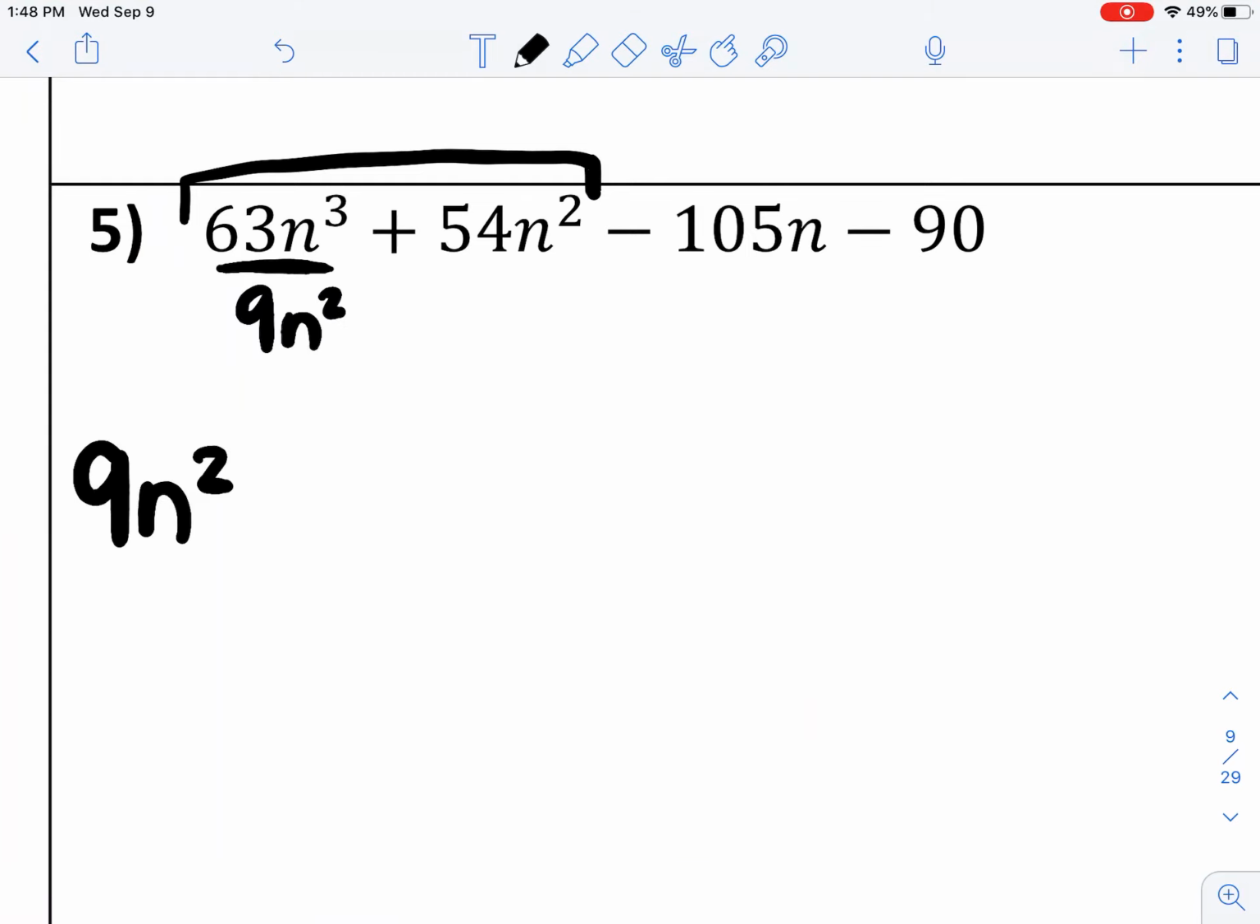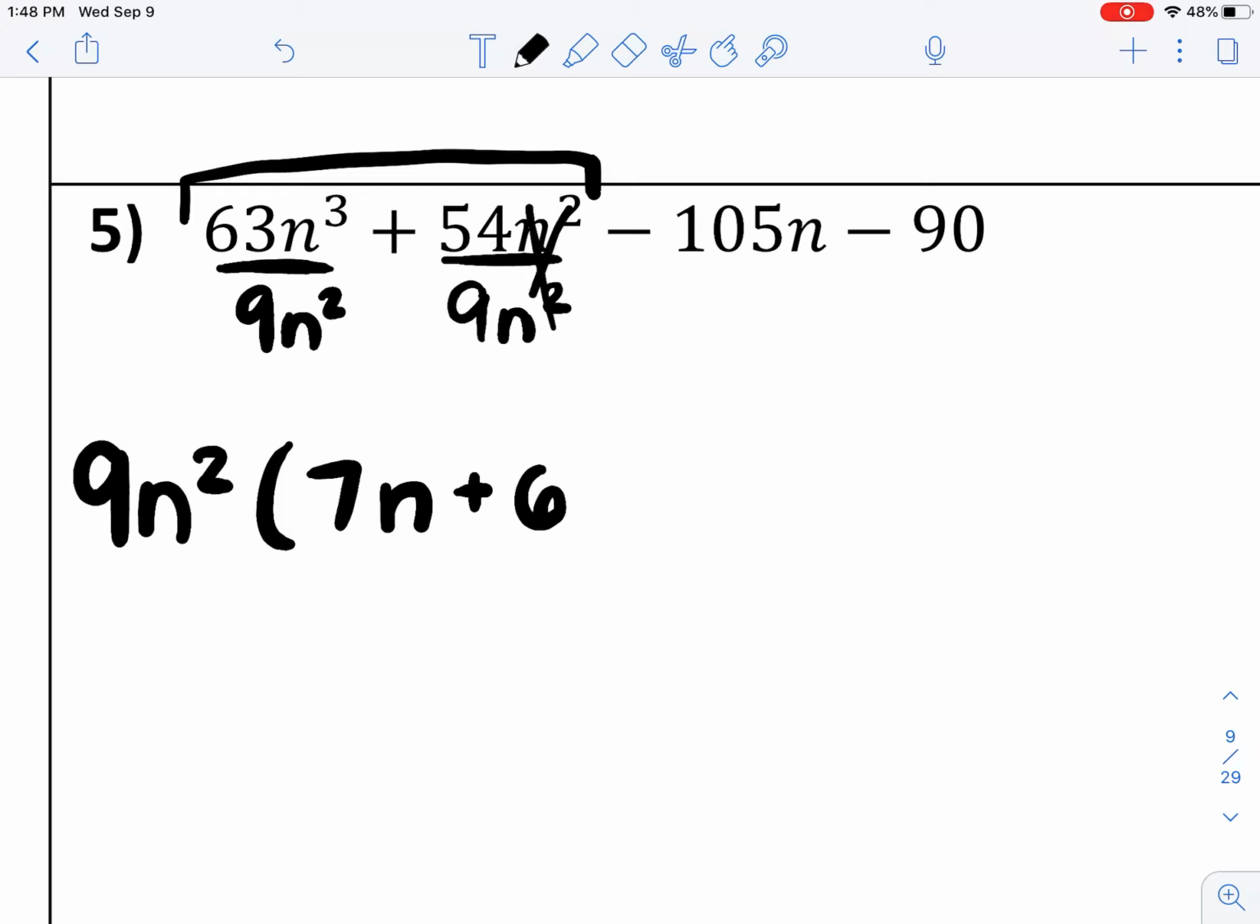So I'll divide by 9n squared. I am left with 63 divided by 9 is 7n plus 54 divided by 9 is 6. My n squareds cancel out.